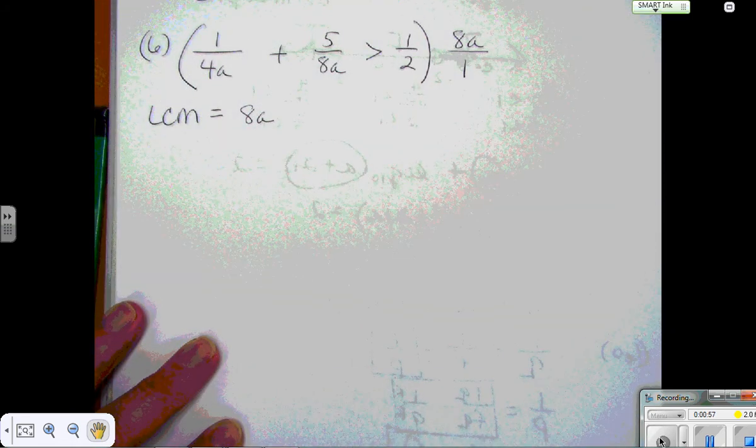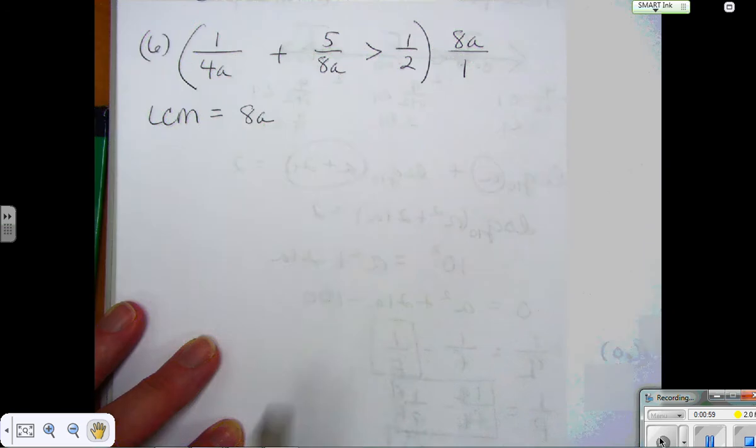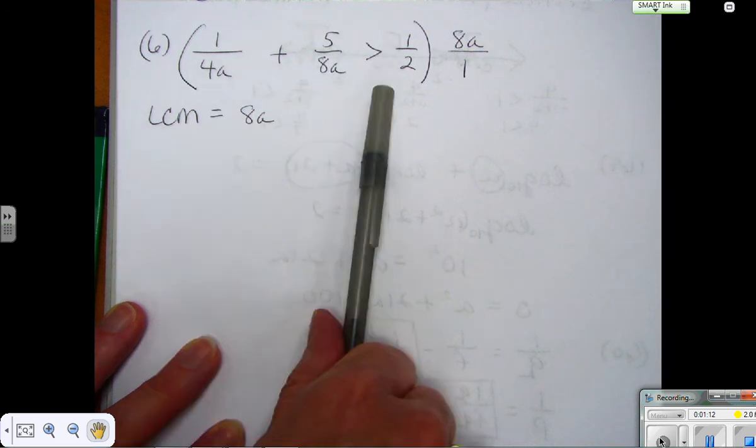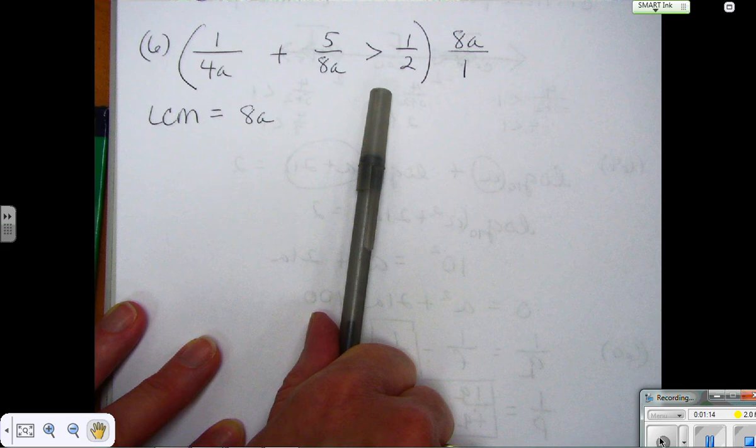And the other thing I'm going to change here is, instead of leaving that inequality symbol, I'm going to solve the related equation. I'm going to make it an equal sign just so it's easier to look at and work with. And then in the end, I'm going to reuse this inequality to help me find my final answer.